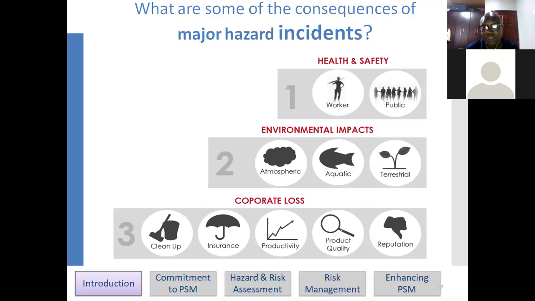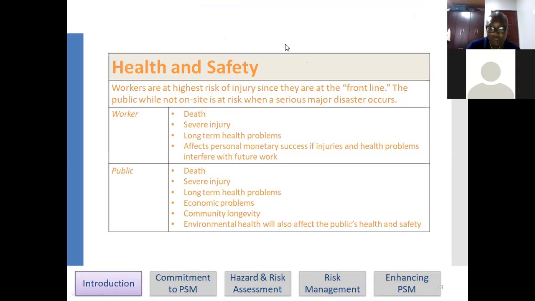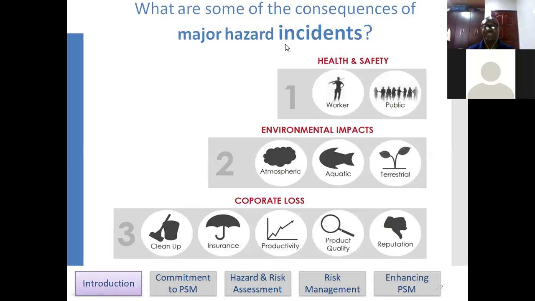The next thing is about reputation. The company will lose its reputation. I said earlier in the morning, in our first lecture, that I gave an example about Dangote trucks.